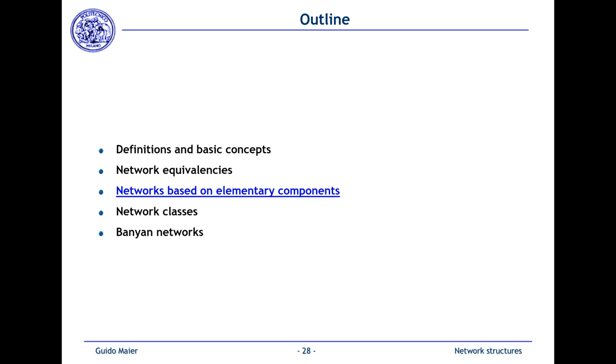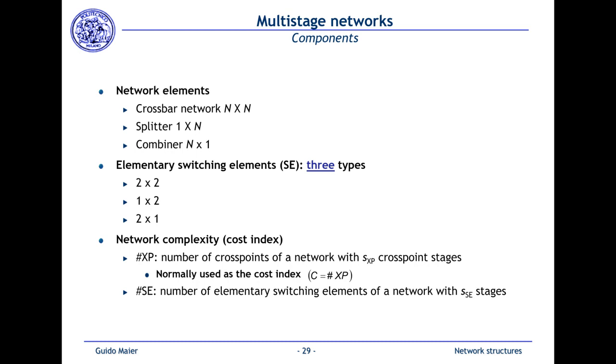So now we can switch to the implementation of other network architectures based on elementary components. So we have seen the crossbar. Now we are going to see how we can implement switching networks with different topologies. And the basic elements that we are considering are the crossbar networks that can be used as switching matrices inside the multi-stage architecture of size n by n, and the smallest possible is the 2x2 switching element, the so-called crossbar switching element.